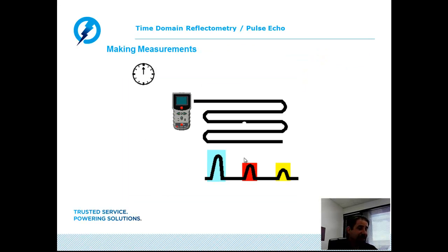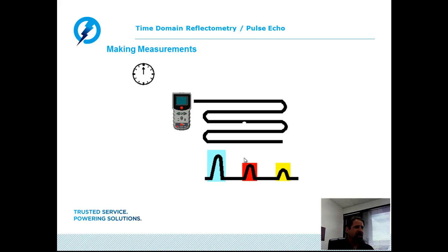How do we actually make measurements on a time domain reflectometer? Well, by measuring time. The time domain reflectometer will measure the amount of time it takes a pulse to launch out onto a cable, and then it will measure the elapsed time until those reflections come back in. If we know the amount of time that a pulse takes to leave and to return, we can divide that overall time in half, because we're really not concerned with the round trip, we're only concerned with the outgoing journey.